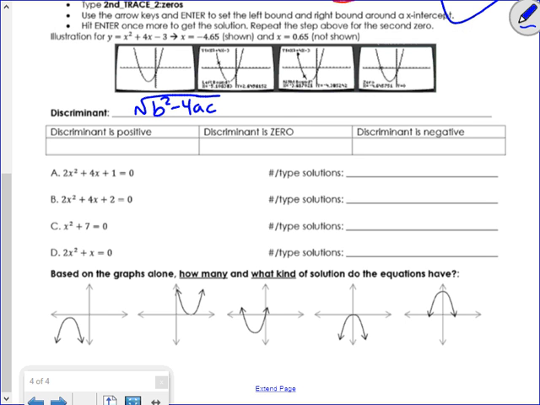The discriminant is what tells you what type of solutions you will have. So it can tell you if you'll have one solution, it'll tell you if you have 2 solutions, it'll tell you whether they're imaginary or real. All of that information comes from the discriminant. It's actually kind of cool.